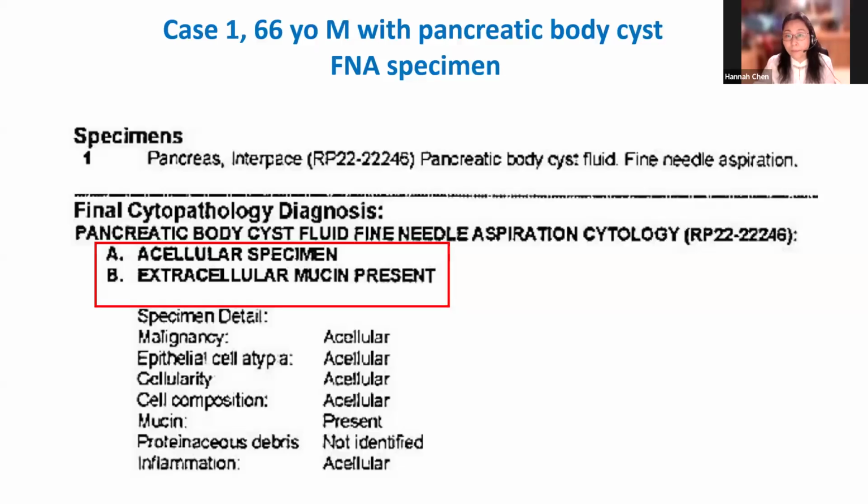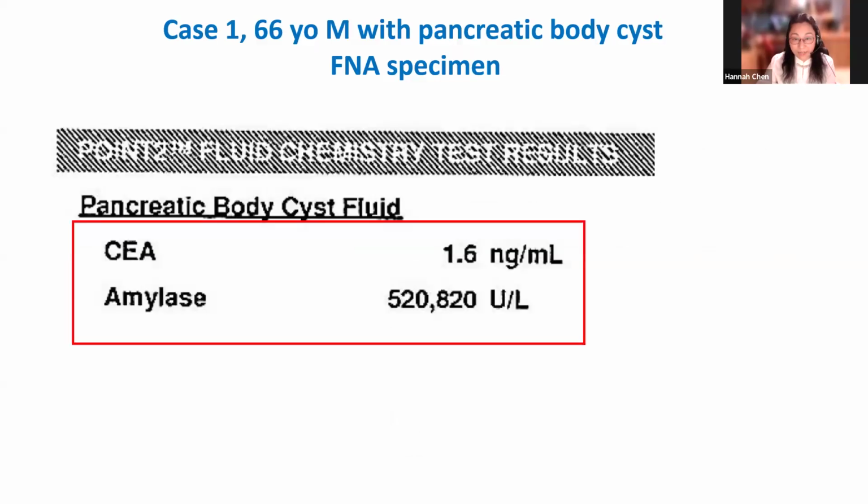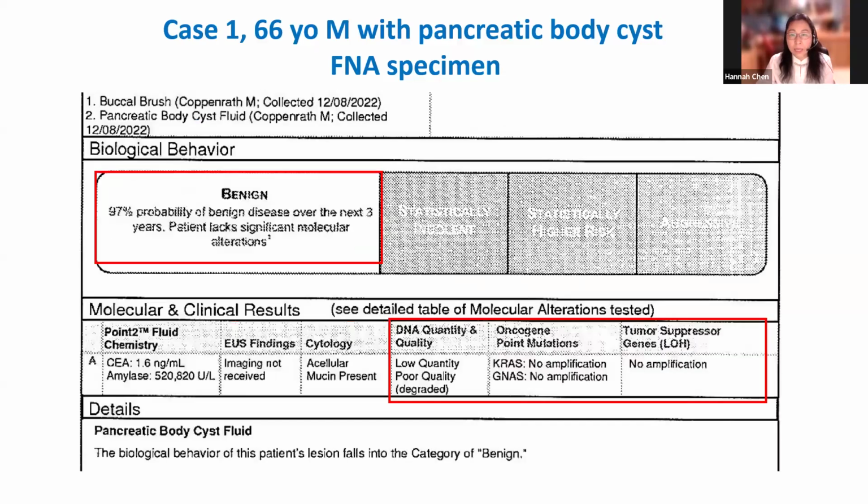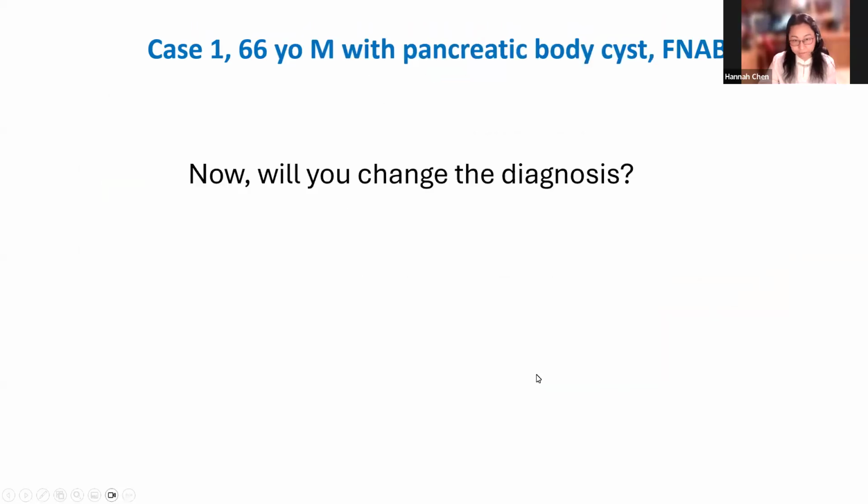Fine needle biopsy specimen. So outside red, the FNA specimen shows acellular specimen, extracellular mucin present. And CEA level is pretty low, 1.6 nanogram per ml. Amylase level is pretty high. They also did molecular testing, shows no amplification in both KRAS and GNAS.